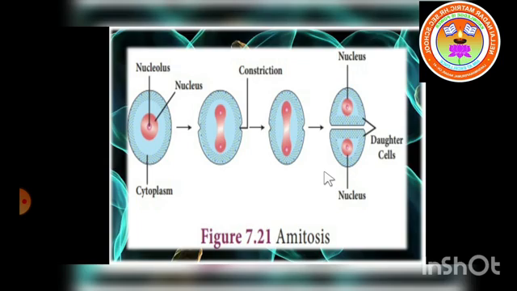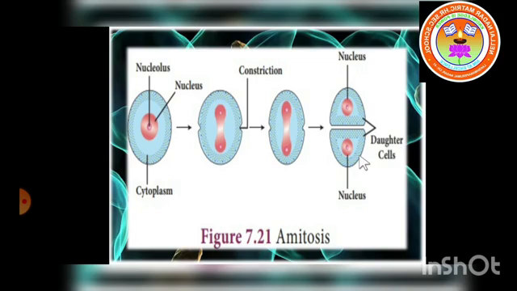During amitosis, the nucleus elongates first. Here you can see this is the amitosis cell division, and during this cell division the first step is elongation of the nucleus. So the nucleus elongates first and a constriction appears in it. The constriction deepens and divides the nucleus into two, followed by the cytoplasmic division, resulting in the formation of two daughter cells.